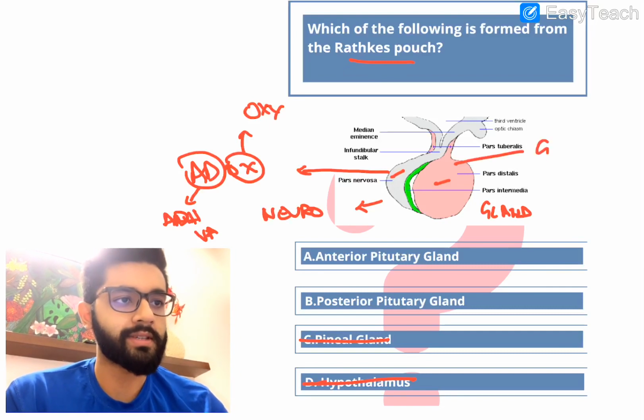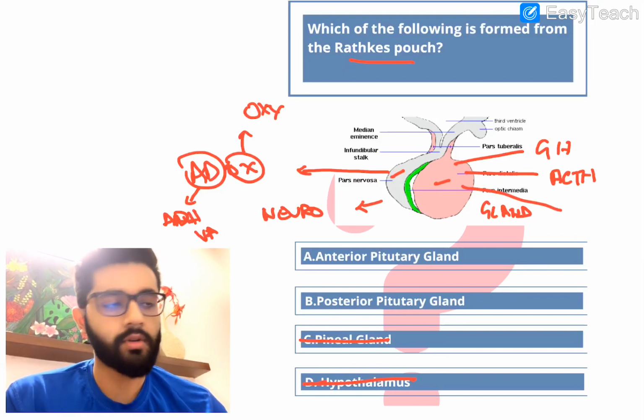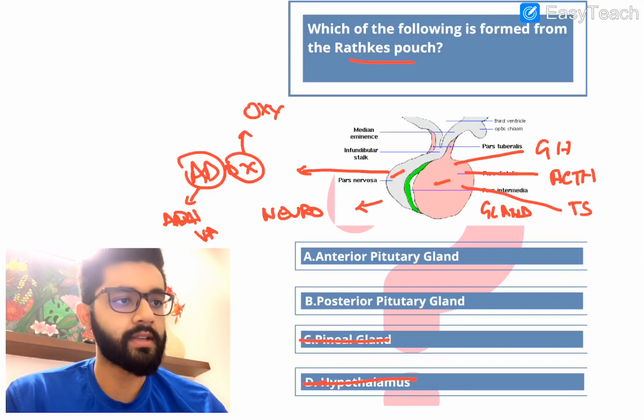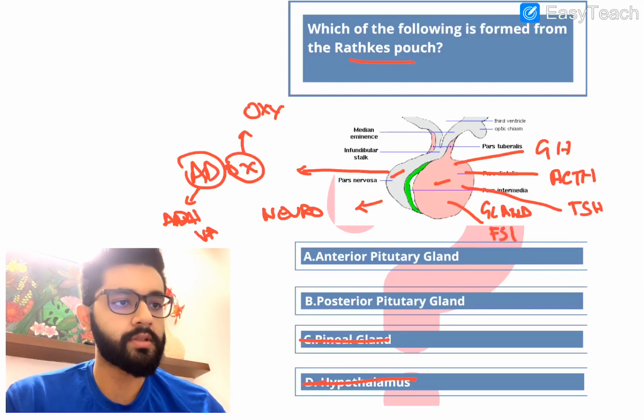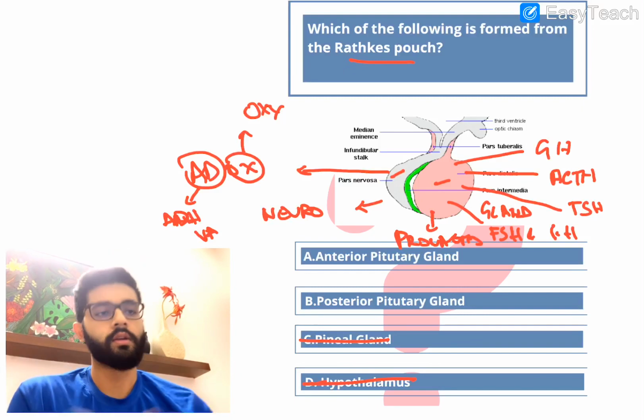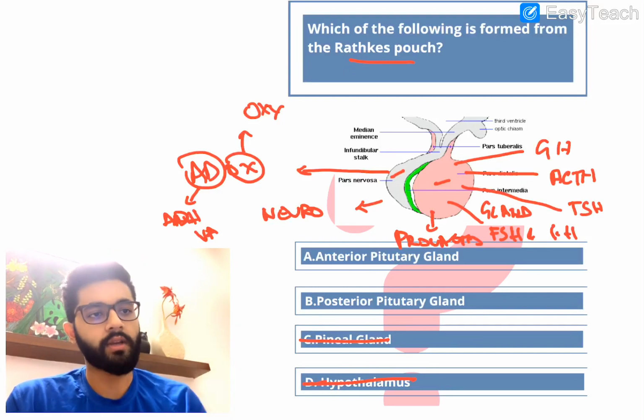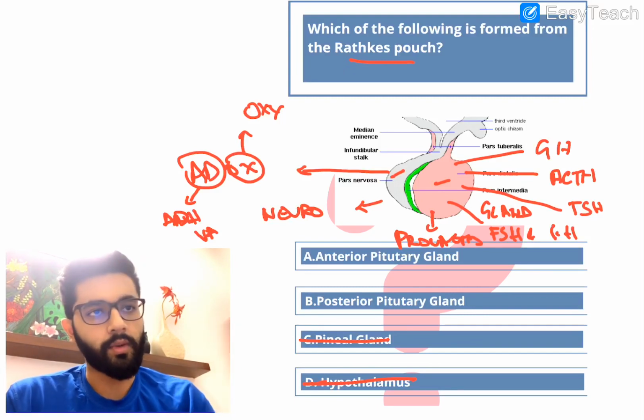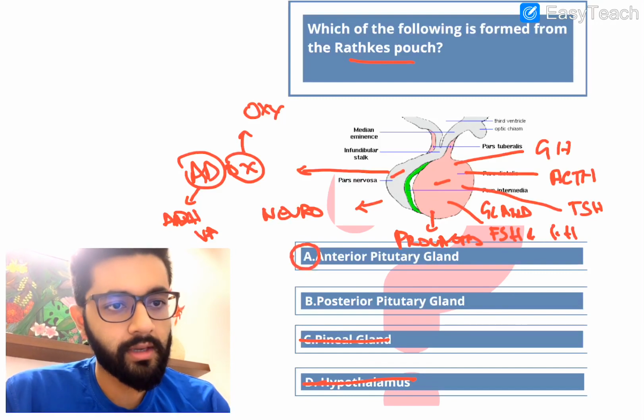Firstly, growth hormone, then ACTH, adrenocorticotropic hormone, which helps in cortisol release, then TSH, thyroid stimulating hormone, for the thyroid, the gonadotropins FSH and LH, and lastly it also secretes prolactin, which helps in production of milk. So these were the different hormones secreted by the pituitary gland. Again, we don't know whether Rathke's pouch is associated with anterior or posterior.